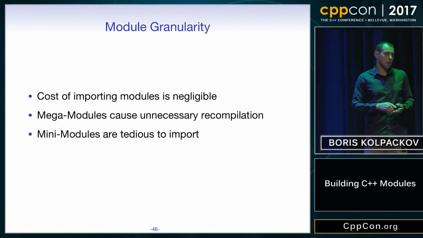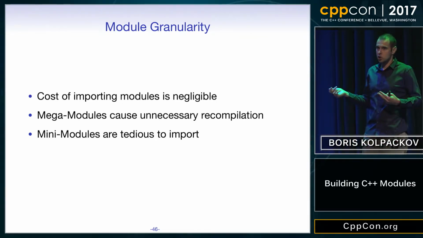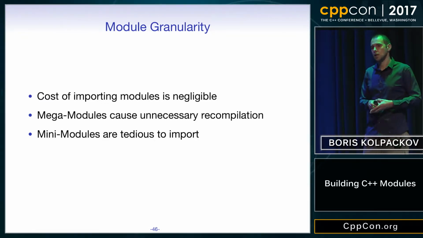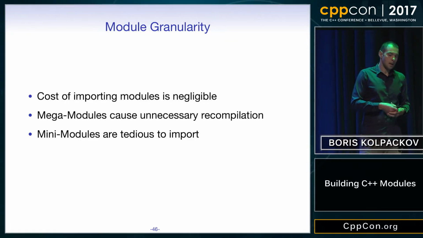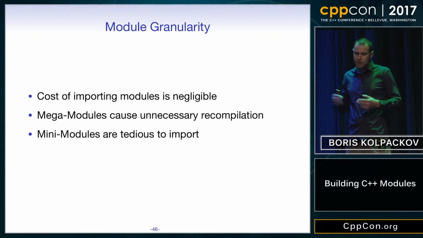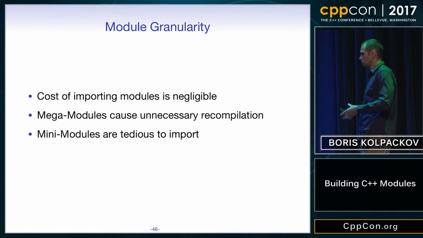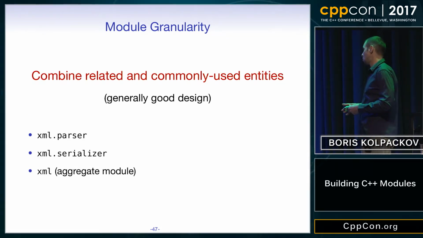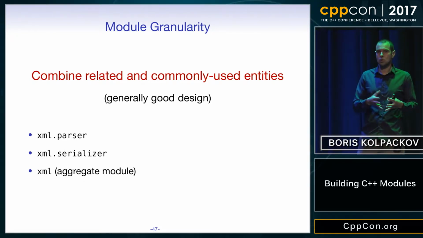The other drawback of mega modules is that if you have your interface littered with your implementation details, it becomes hard to read. You can work around that by moving your implementation details towards the bottom of the file, but you might as well just factor it into a separate translation unit. So the other extreme is mini modules, where you split everything into tiny bits and pieces, and this is both tedious to write, to maintain, as well as to import. So the guideline we came up with is to combine conceptually related and commonly used entities into modules.